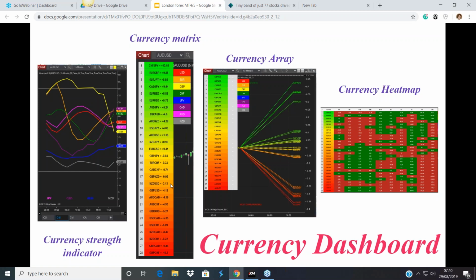Then what the matrix does, it ranks the pairs. It takes the individual currencies and looks at where the strongest move is, if you like, either on a buy or on a sell.